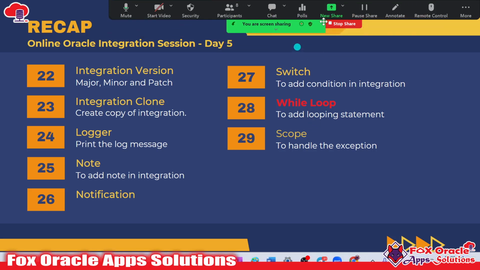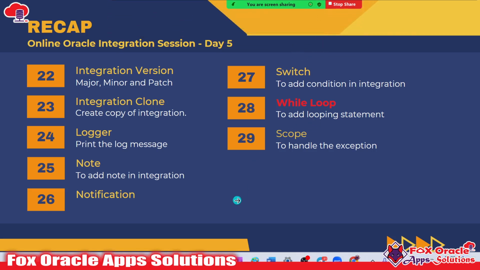But as a recap of the last session, Day 5, we covered integration versions, where we learned what kind of versions are available for Oracle Integrations, like major, minor and patch. Then we moved to the coding of that integration. What were the differences between both? We checked the logger, what is logger and the differences between logger and note. We moved to the notification, then we learned switch, and we created an integration where we implemented the scope concept.